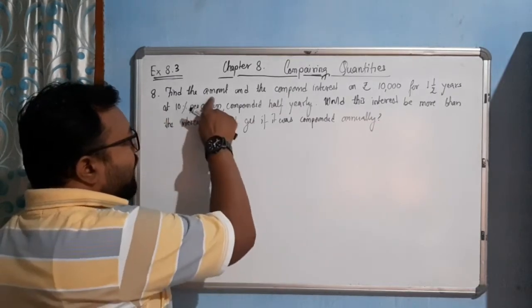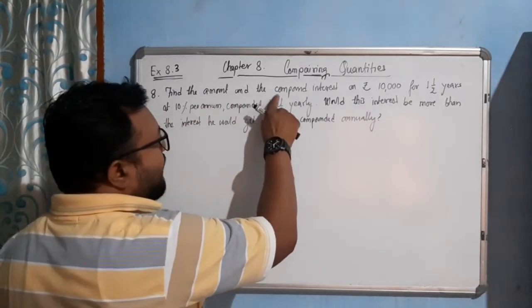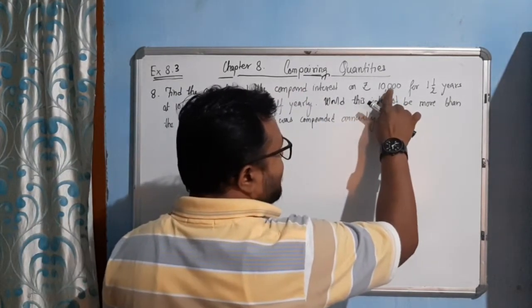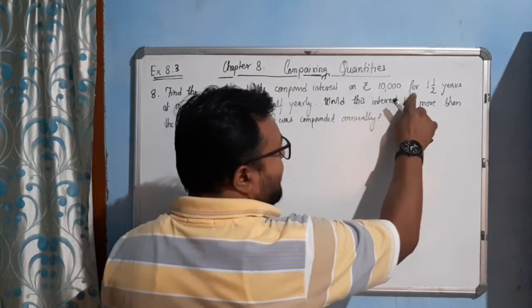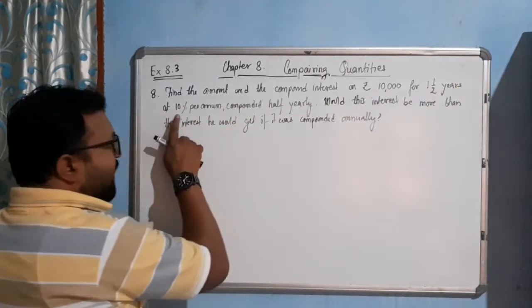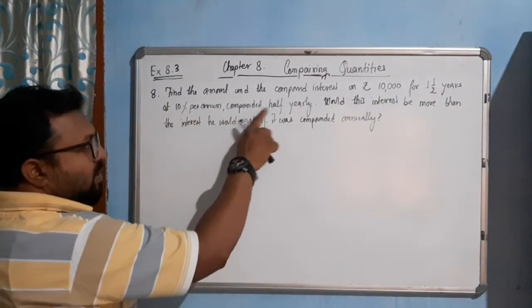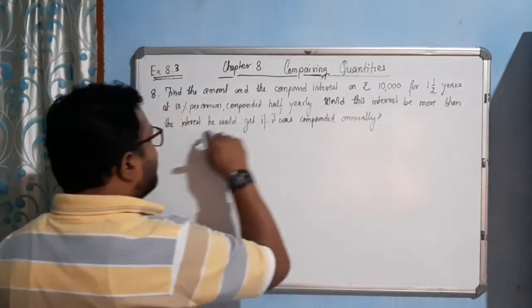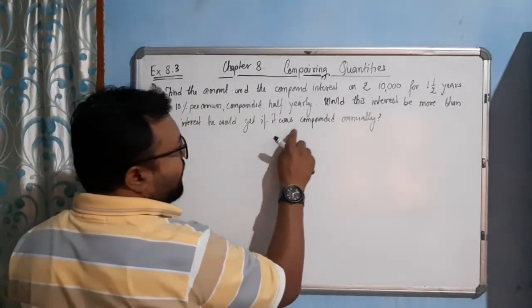Remember, we need to find amount and compound interest on rupees 10,000. Principal amount is how much? 10,000. Time period is 1.5 years. Rate of interest is 10% per annum, but compounded half yearly. Now, would this interest be more than the interest he would get if it was compounded annually?